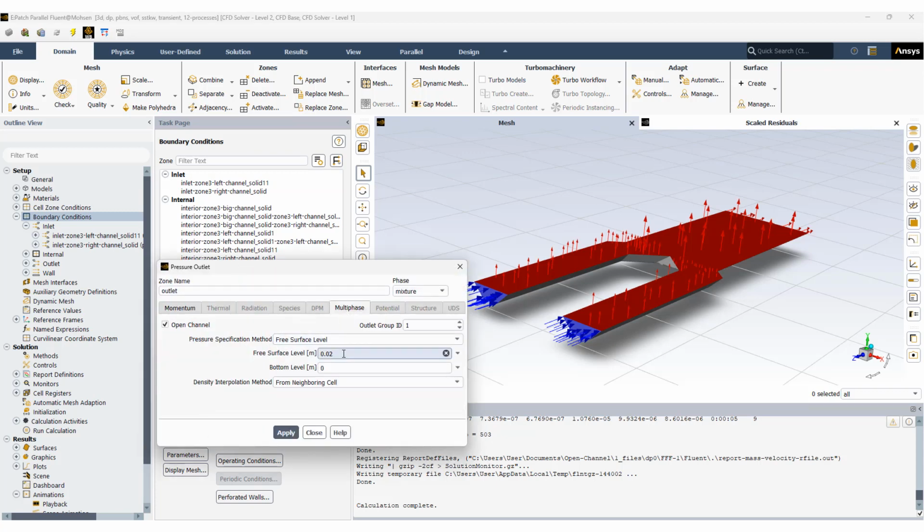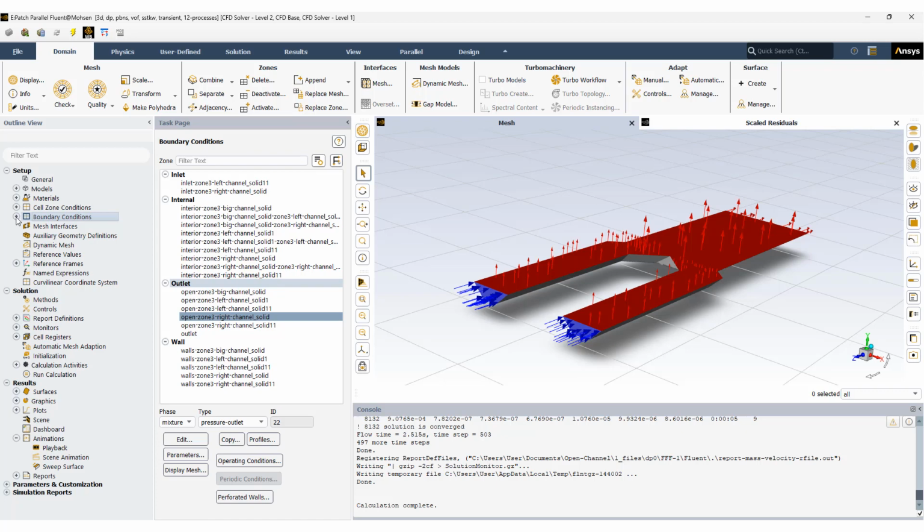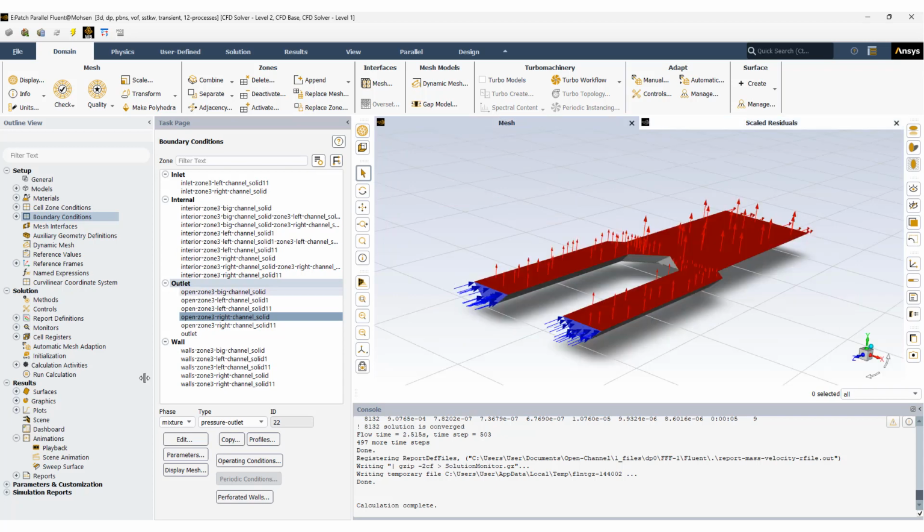Same outlets here, pressure outlet. Again, same level for the water at the inlets and the outlet. These are open parts on the top that are open to air, again pressure outlet. So I keep the boundary conditions as is. I did not change them compared to the other cases, methods and other things. Everything is the same, and I already ran this for about 9,000 time steps.